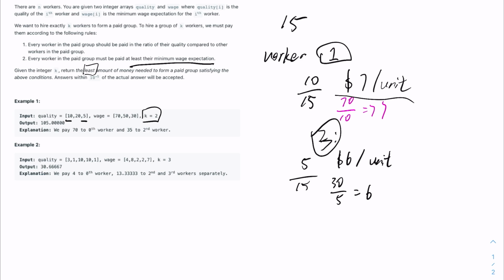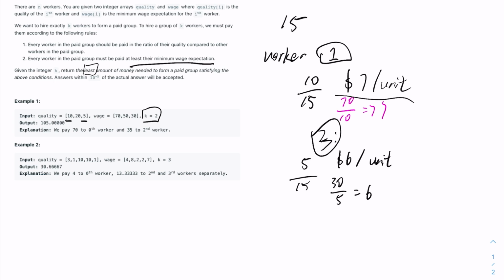So we need the bigger ratio, the bigger unit price. From this we know that the bigger unit price will be the unit price that we're going to use for all the workers.